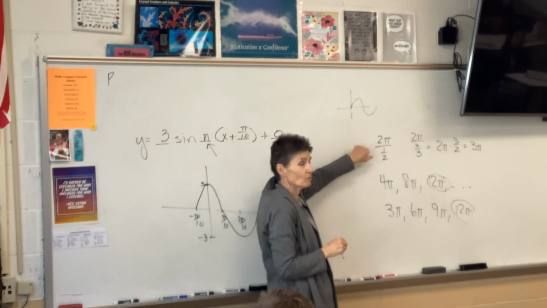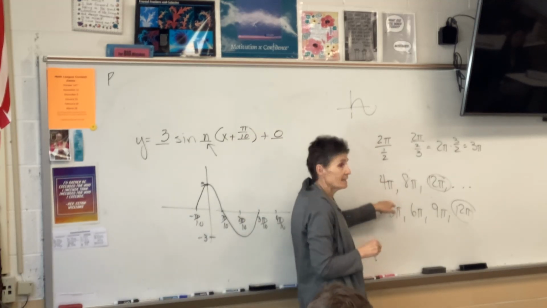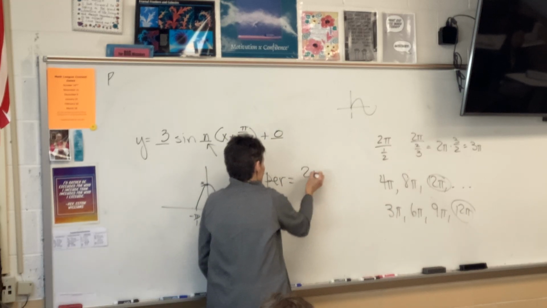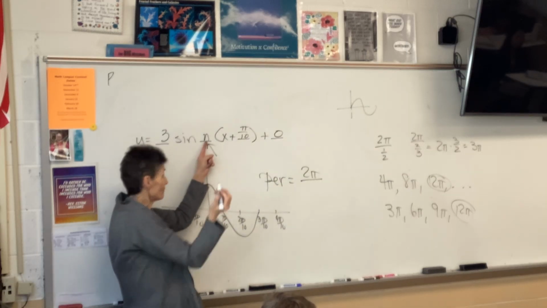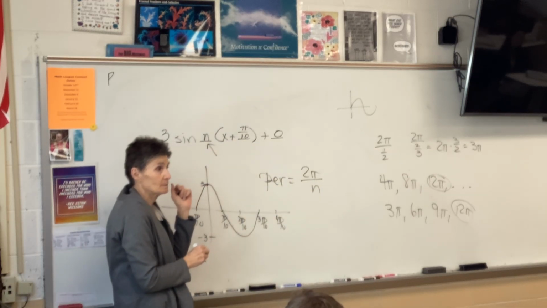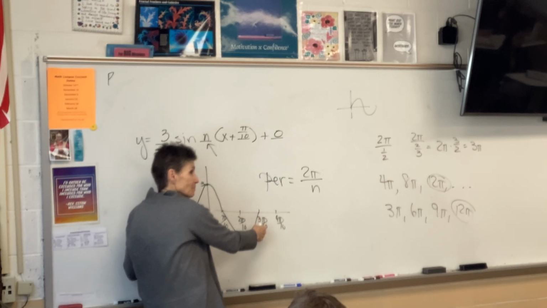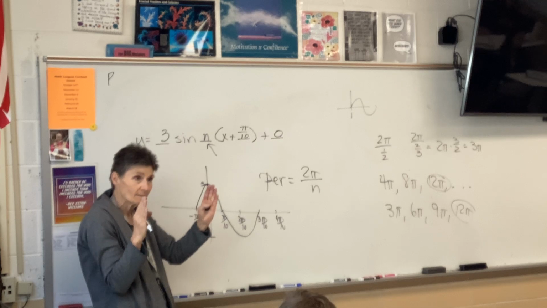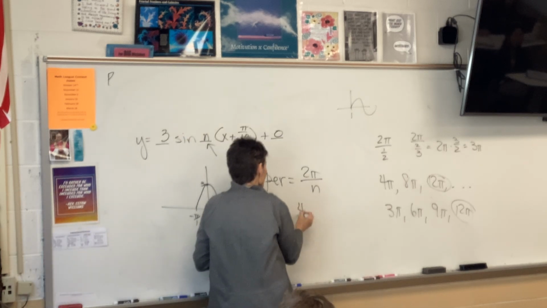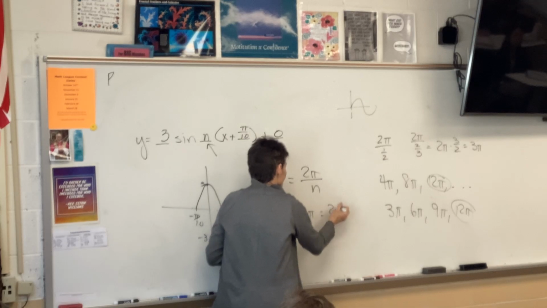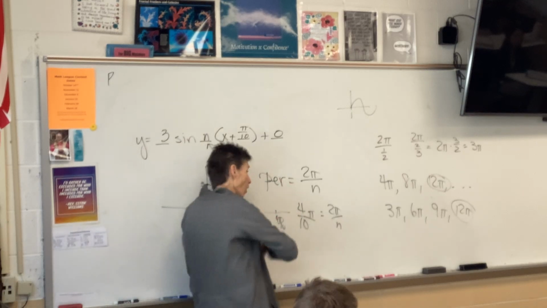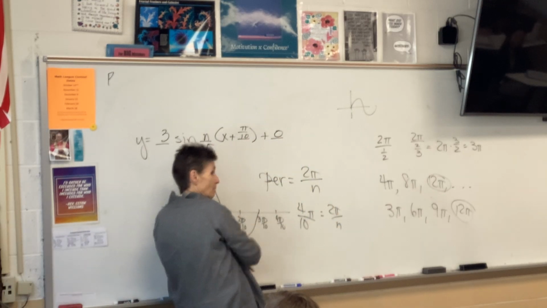How did I find period over here? I took 2 pi and divided it by the number in front of the x. So my period is 2 pi divided by the number in front of the x, which I don't know. But I do know my period. How far is it from negative 1/10 to positive 3/10? How far is that? Negative 1 to 3. 4/10. So my period is 4/10 pi. My period always equals 2 pi divided by that number.